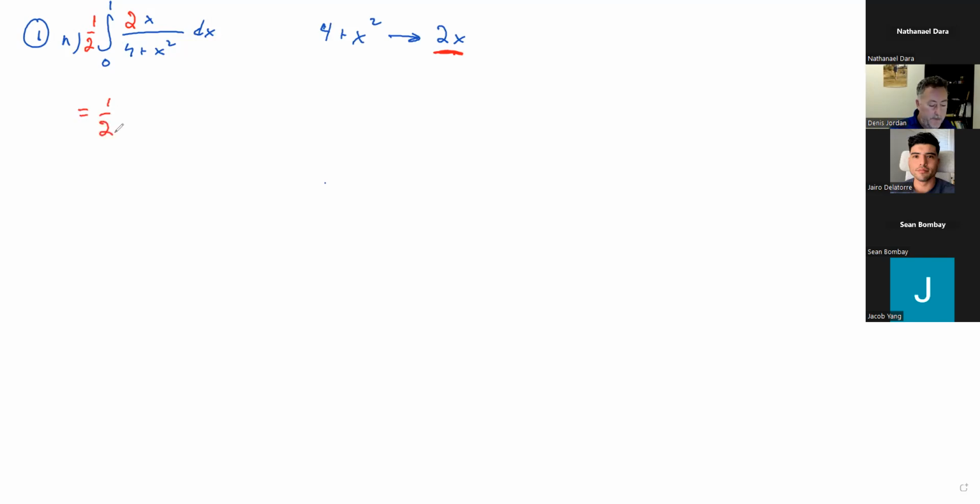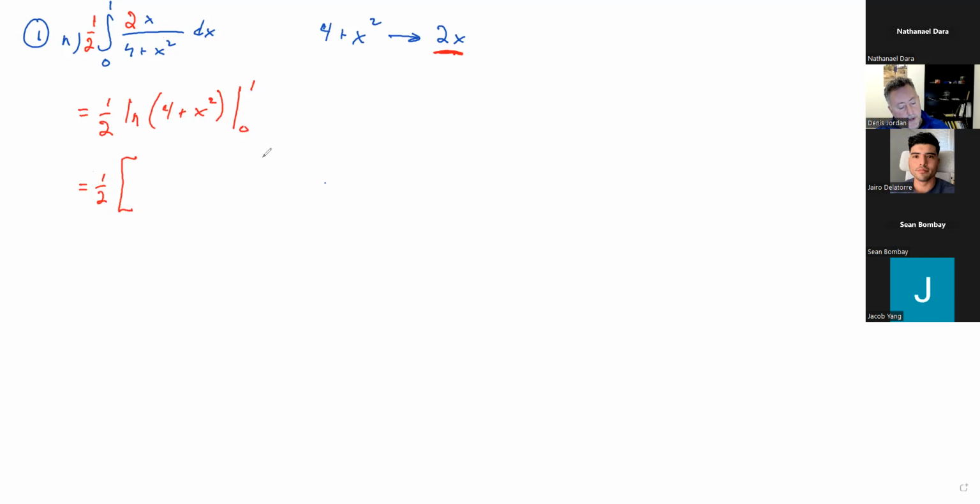Okay, so the 1/2 you put out front stays. Well, now you have the derivative of that denominator sitting up top. So now it's an ln. And it's going to be ln of 4 plus x squared, and we're going from 0 to 1. So now you plug in your bounds.